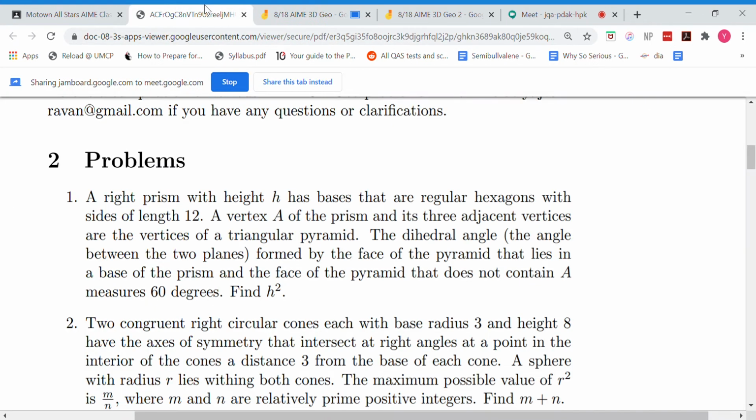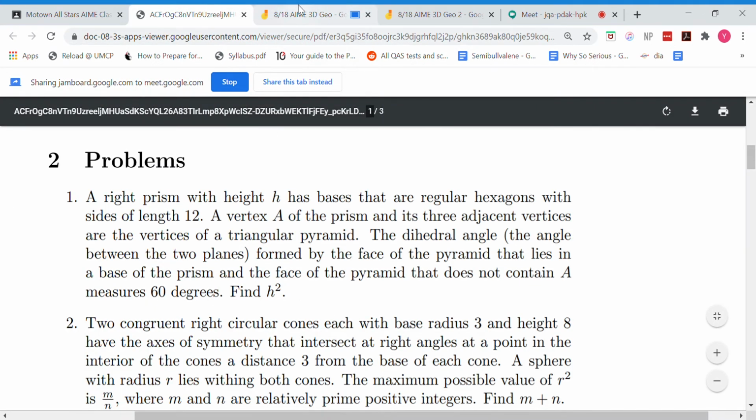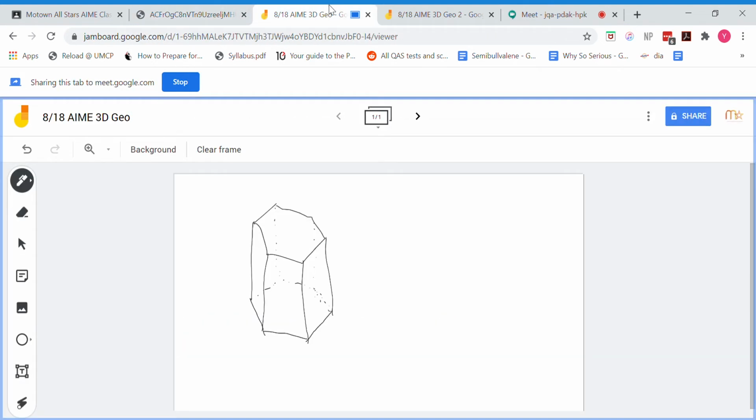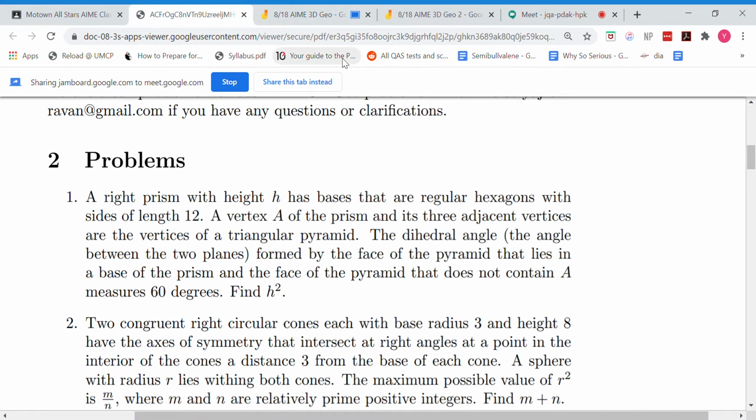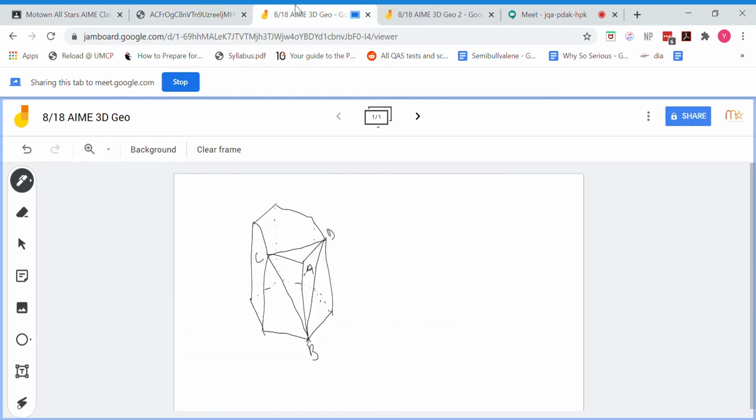And then a vertex A of the prism and its three adjacent vertices are vertices of a triangular pyramid. So if we choose this vertex, the vertex right in front of us, to be A, its three adjacent vertices are vertices of a triangular pyramid. And even if it's not explicitly stated in the problem, it's a good idea to name them. So BCD. And we're told that the dihedral angle between face ACD and face BCD is 60 degrees.